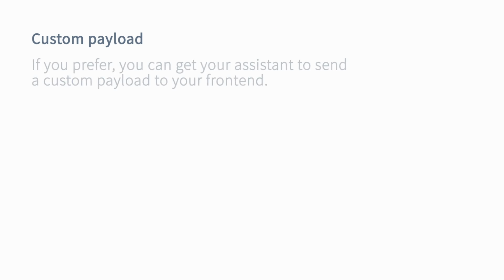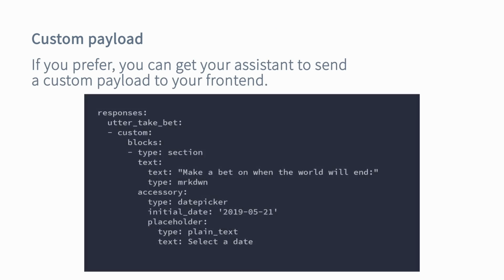You can also create a custom payload that will be sent to the output channel. So for example, you can create a date picker element and include it as a custom payload that will be sent to the assistant's front end. To do that, you have to define a custom key. Inside of this key, you can define whatever payload you would like your assistant to send to the front end.